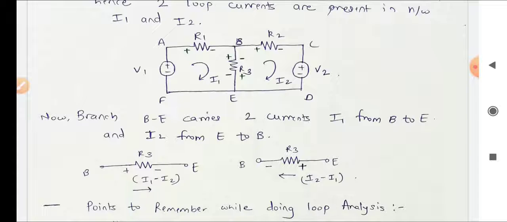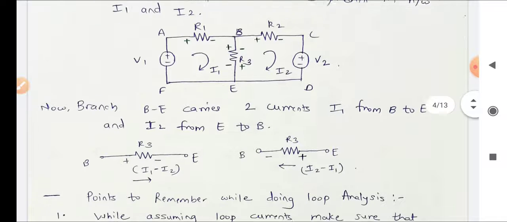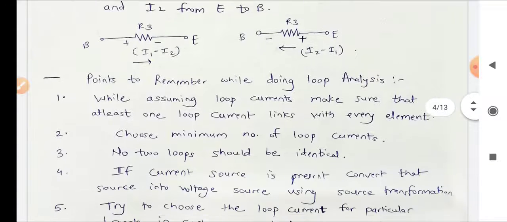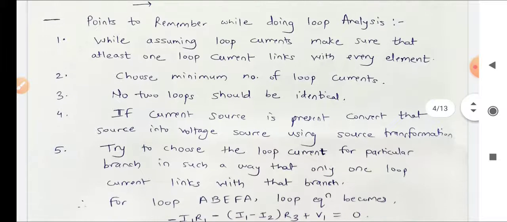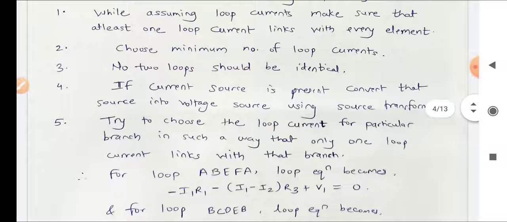Now while doing loop analysis, we have to remember some main points. We have to choose the minimum number of loop currents. No two loops should be identical. This is another main point. And if a current source is present, we are going to convert that source into a voltage source by using source transformation. So these are some important points while doing the loop analysis.